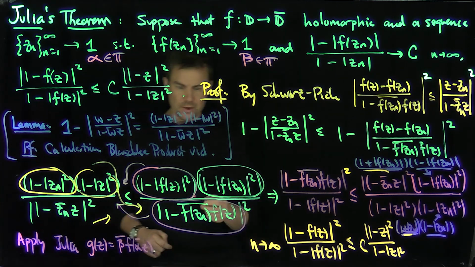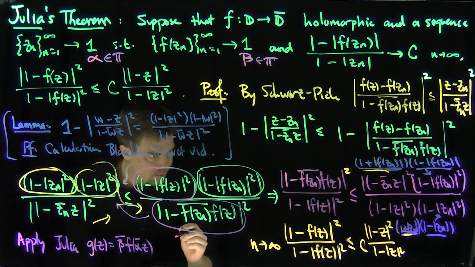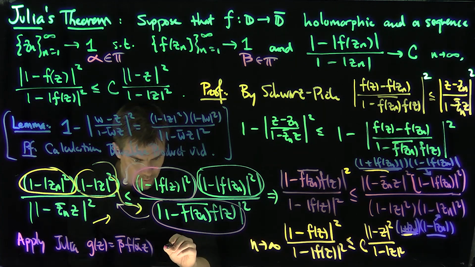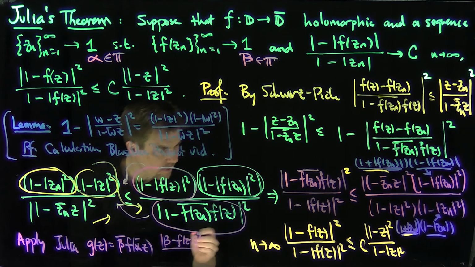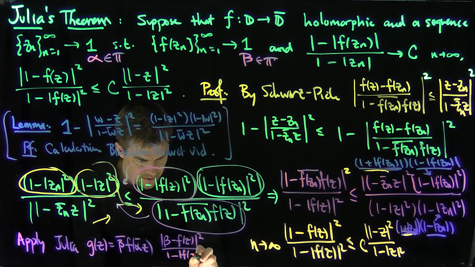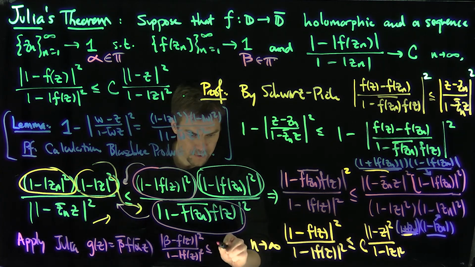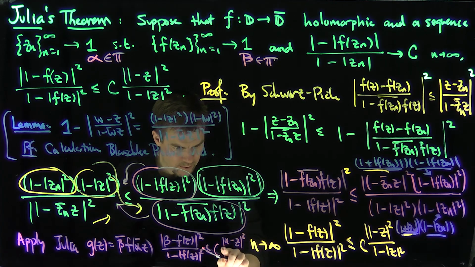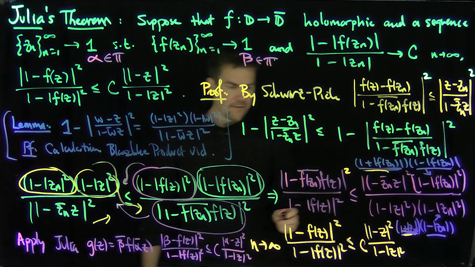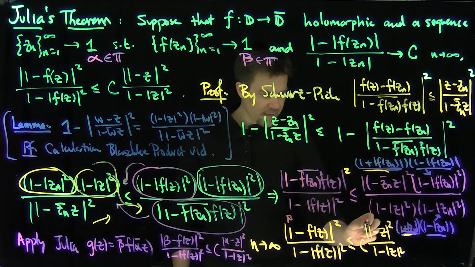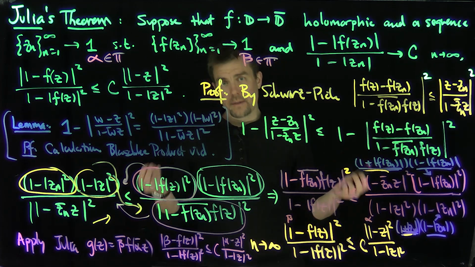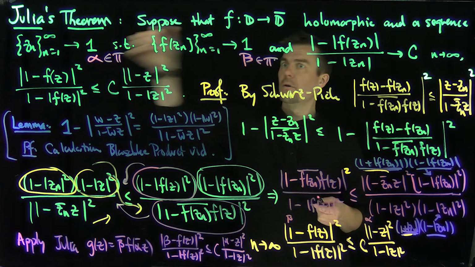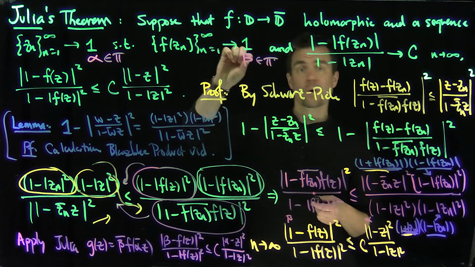And if you do that, what does the result turn into? The result therefore turns into: beta minus f of z squared over 1 minus f of z squared less than or equal to that constant c, and then I'll have alpha minus z squared in the numerator, and in the denominator I'll have 1 minus mod z squared. So in other words, if you replace this one over here with a beta and that one with an alpha, then the result of the Julia theorem or the Julia lemma is still true if instead of converging to 1 on the boundary, you converge to a point alpha on the boundary and a point beta on the boundary.